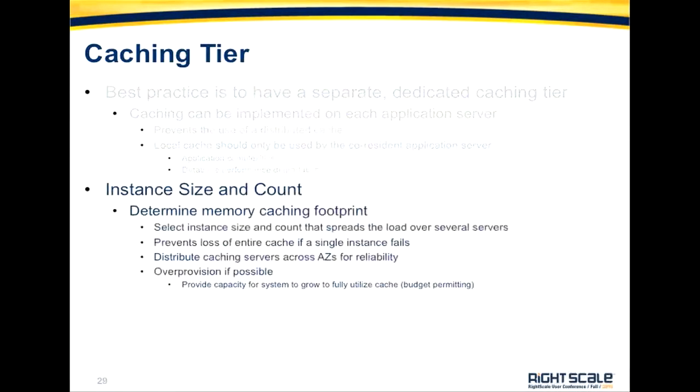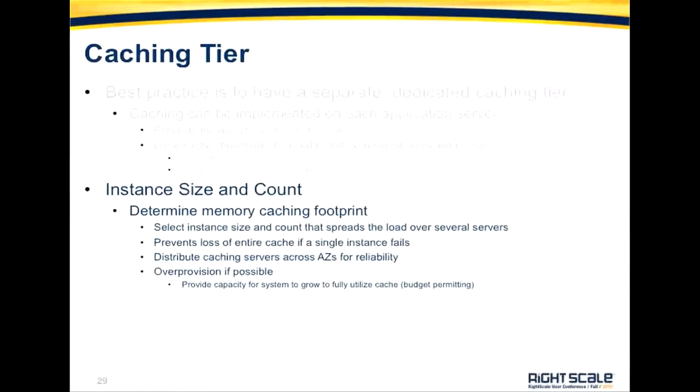Instance size and count. It varies, right? That's the answer a lot of times. What should I use? Well, it varies. What we always recommend is determine your memory caching footprint. So for example, let's say in my scalable web app deployment, the worst case is I'm going to need 30 gig of cache. That's the most I'll ever need. Well, that would be roughly 4 or 5 M1 Larges, which give me about 7.5 gig of RAM each.